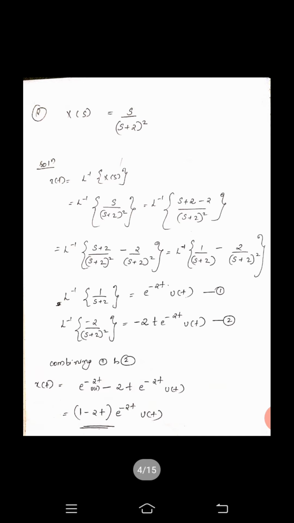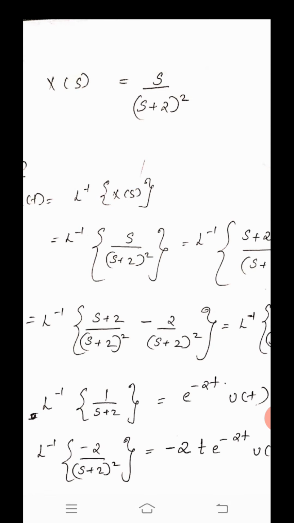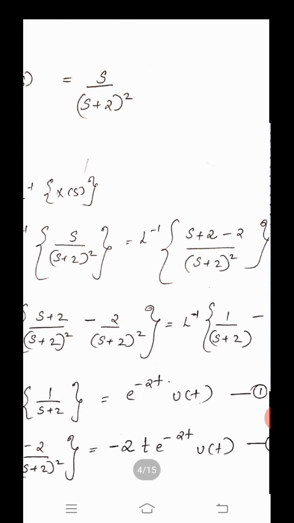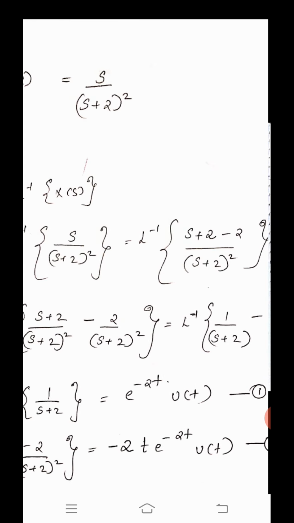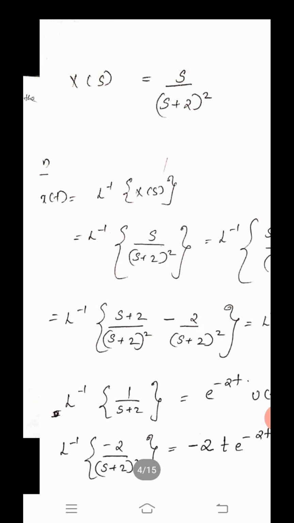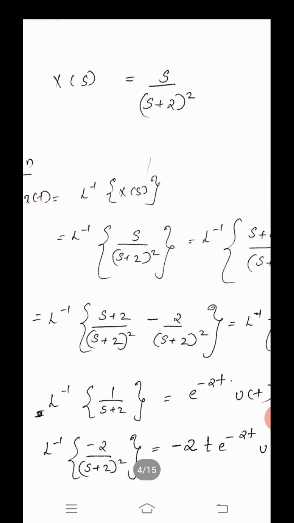Now, moving on to the second problem, we have to find the inverse Laplace transform of X of s equal to s by (s plus 2) whole square. The numerator can be rearranged as s plus 2 minus 2, because 2 and minus 2 give a net result of 0, by (s plus 2) whole square, and we'll just split the fraction: (s plus 2) by (s plus 2) whole square minus 2 by (s plus 2) whole square. We will find both these terms separately.